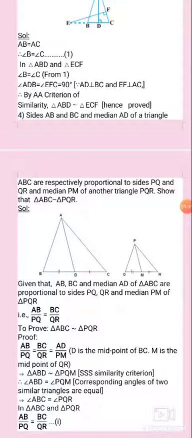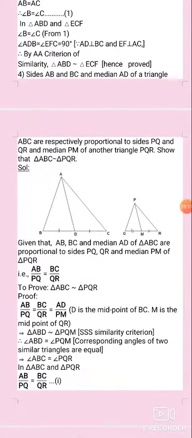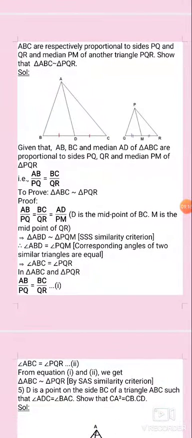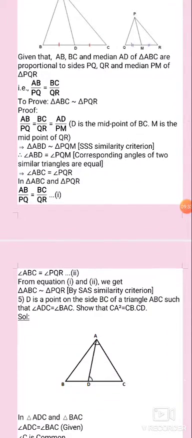Now in triangles ABC and PQR, AB by PQ is equal to BC by QR, the first condition. And next, angle ABC is equal to angle PQR. So from those two we can conclude that triangle ABC is similar to triangle PQR by the SAS similarity criterion. Okay, now the next question.